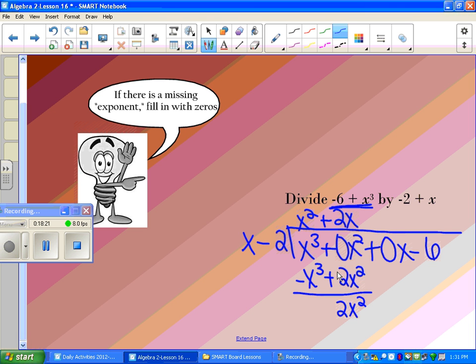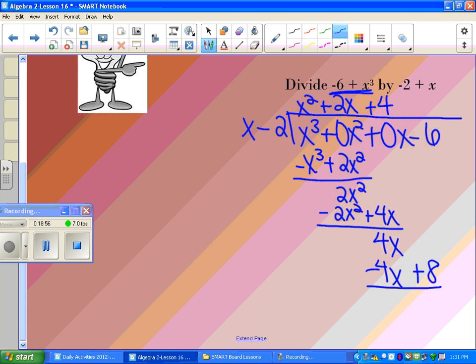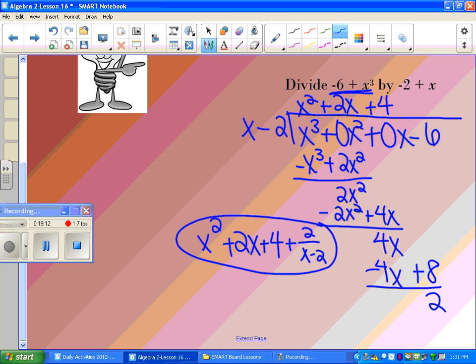2x. So 2x times x would give you what? Two x squared minus 4x, correct? And then you change the signs. So what would you get? And then what? What goes down here? Which results in what? So what would I write for my answer? Y'all see how that works? Any questions there?